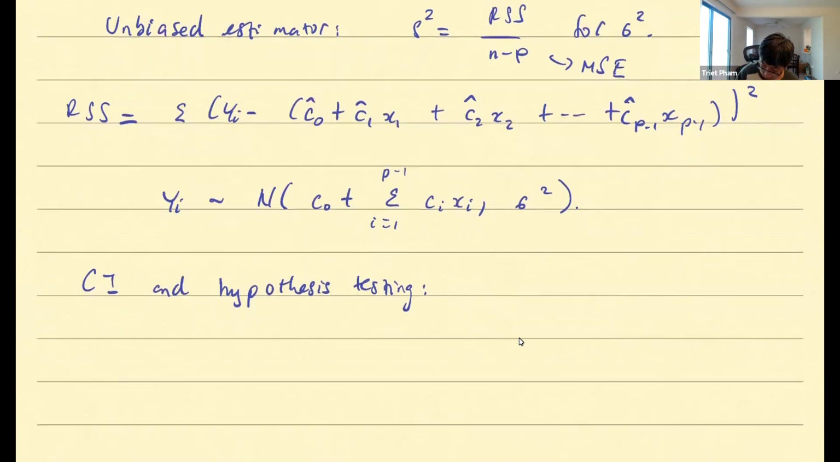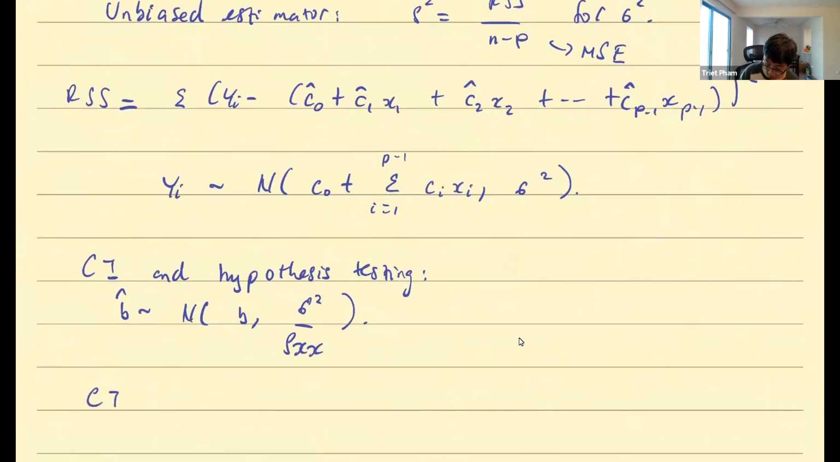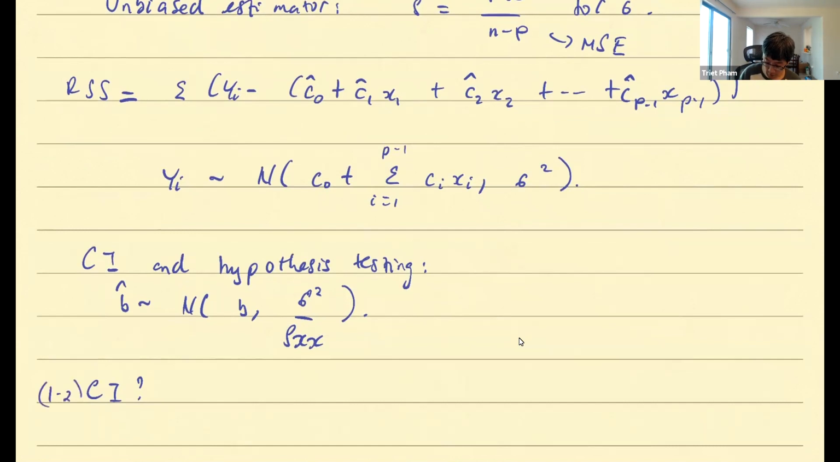Okay, so B hat is normal with mean B and variance sigma square over SXX. So what's going to be the one minus alpha confidence interval for B hat?